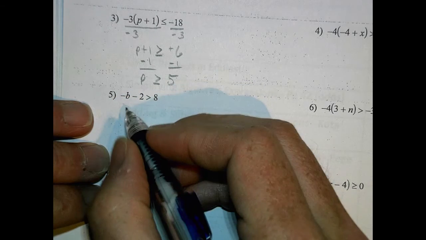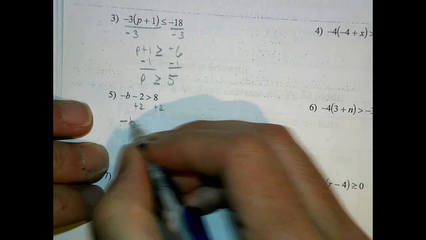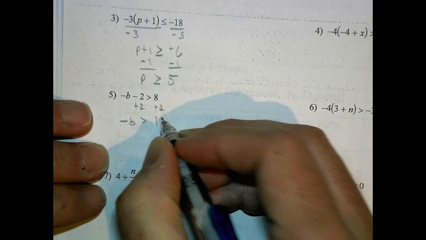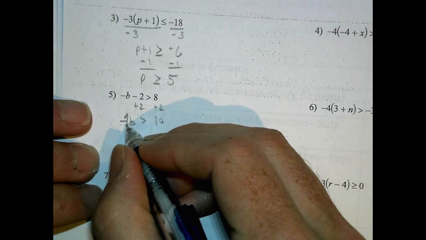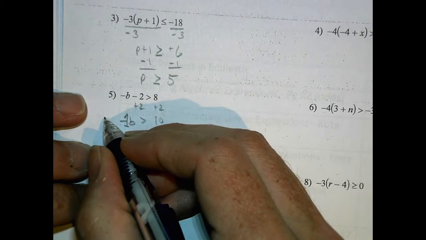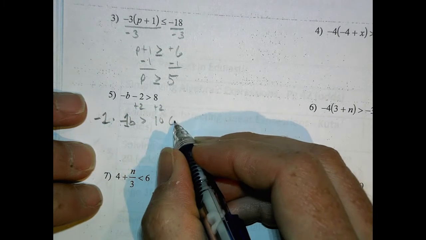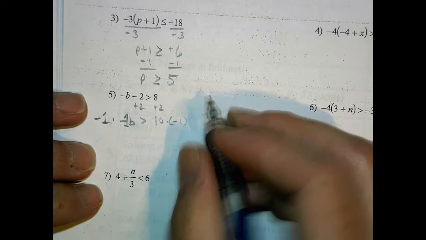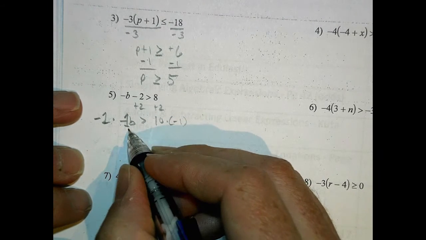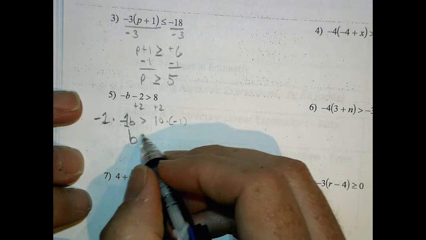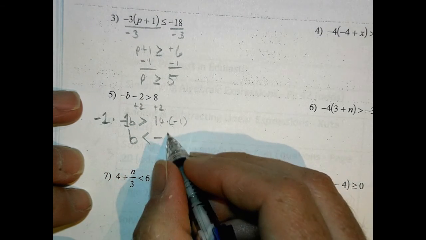Okay, b. So for b, we're going to add 2, in order to get negative b is greater than 10. But remember, negative b is actually what? It's actually negative 1b. So I'm going to multiply both sides by a negative 1, because negative 1 times negative 1 is positive 1, which makes b nice to work with. Multiplying by a negative, so change the direction of the arrow, and 10 times negative 1 is negative 10.